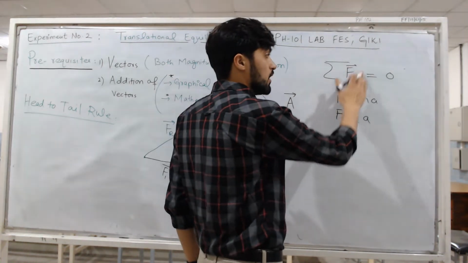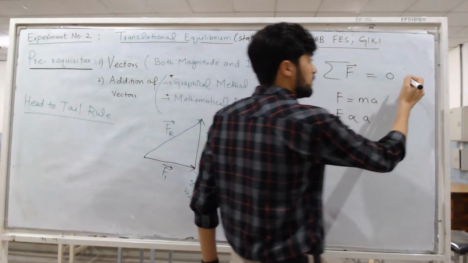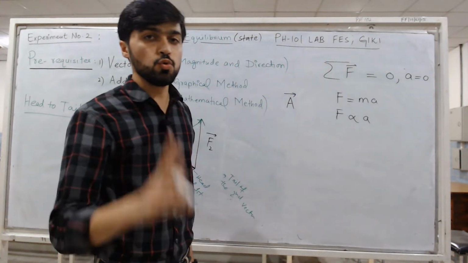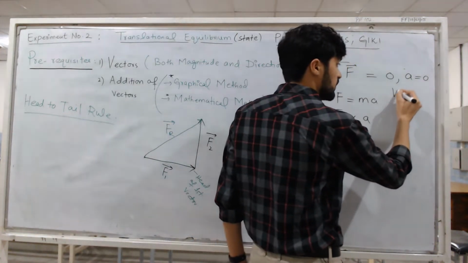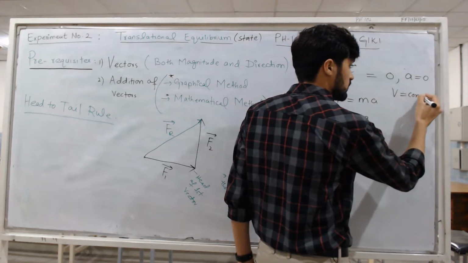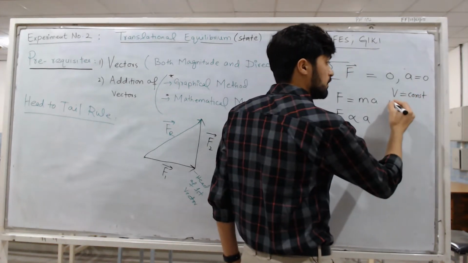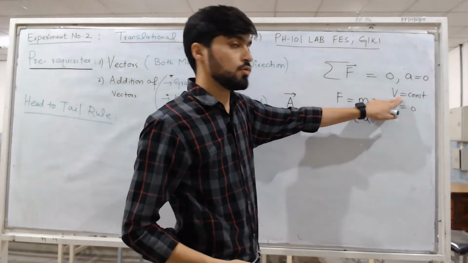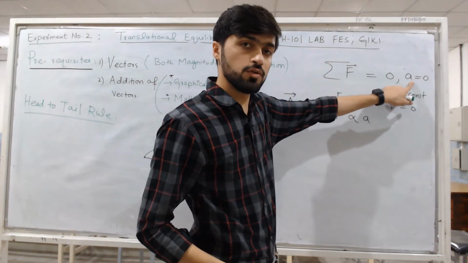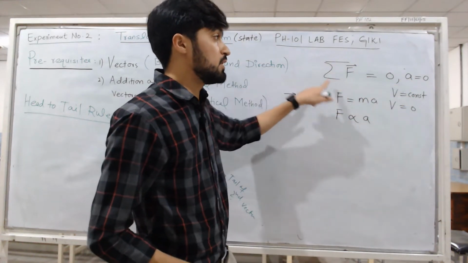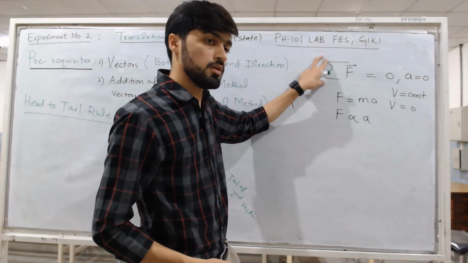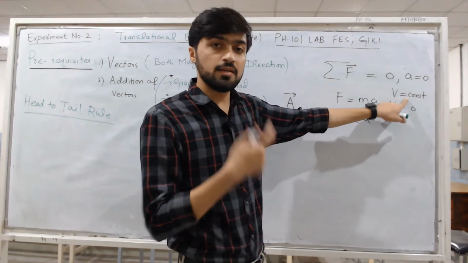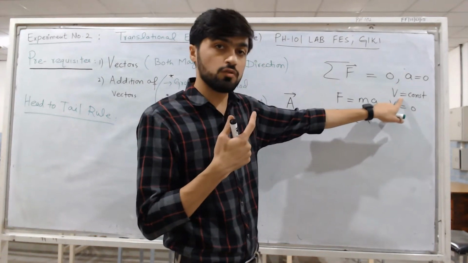So the net sum of all the forces acting on a body is equal to 0. It means that the acceleration of the body is equal to 0. And acceleration is 0 in two cases. Either the velocity of the body is constant, or the velocity is equal to 0. So if the velocity is constant, there is no change in the velocity, then the acceleration will be equal to 0. And if the vector sum of all the forces acting on a body is equal to 0, then the acceleration in that system is equal to 0, and we can say that the system is at rest or moving with constant velocity.